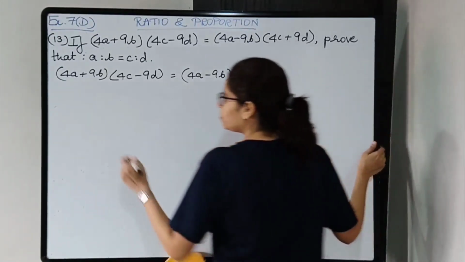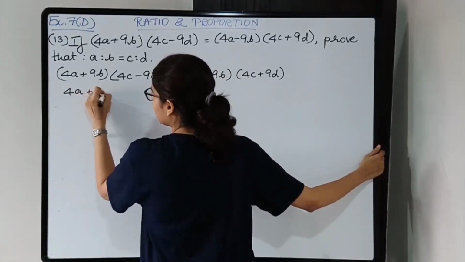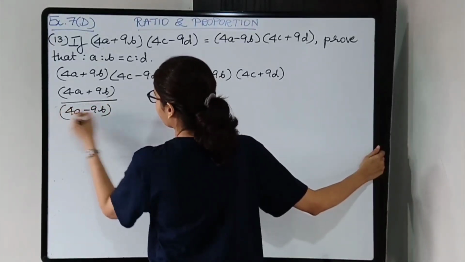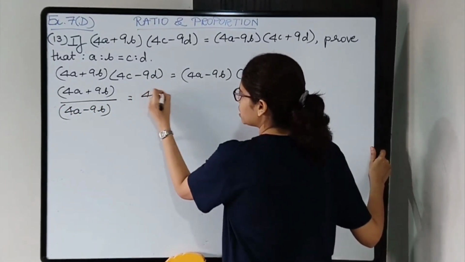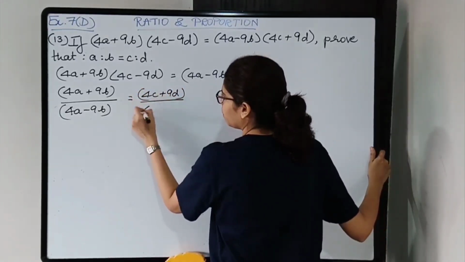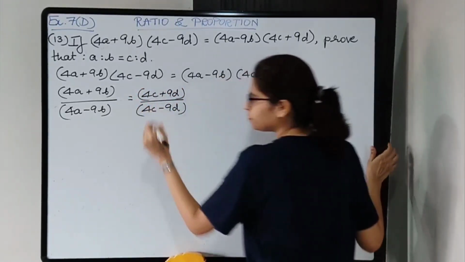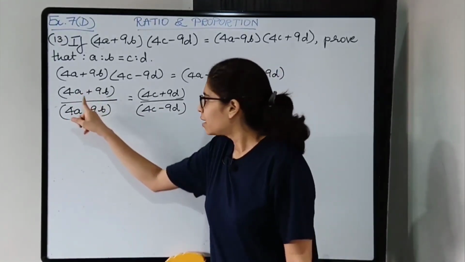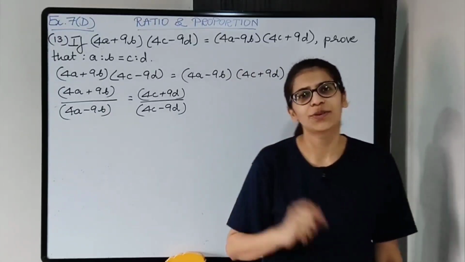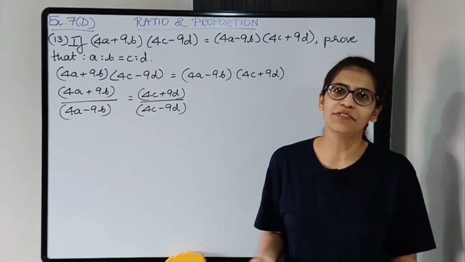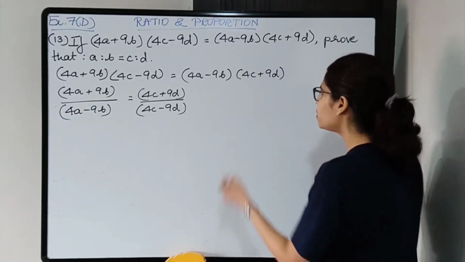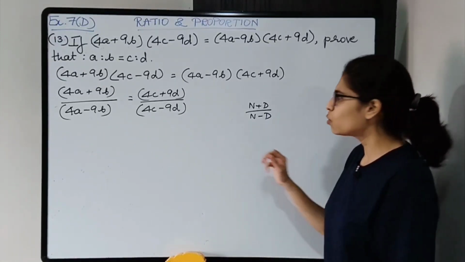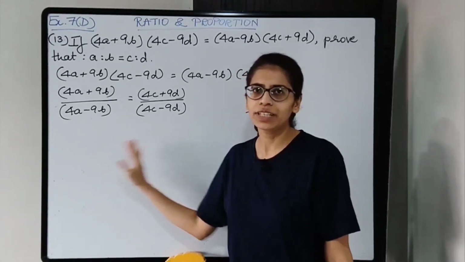Okay, so 4a plus 9b upon 4a minus 9b, and keeping this as it is, 4c plus 9d upon 4c minus 9d. Okay, now same terms and plus and minus, so which property you can apply? Componendo dividendo. Componendo dividendo states numerator plus denominator upon numerator minus denominator. So it will take place simultaneously in both LHS and RHS.